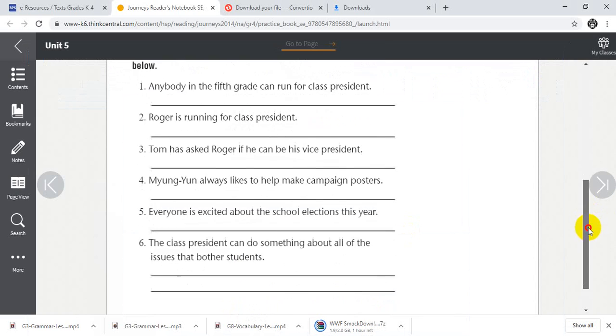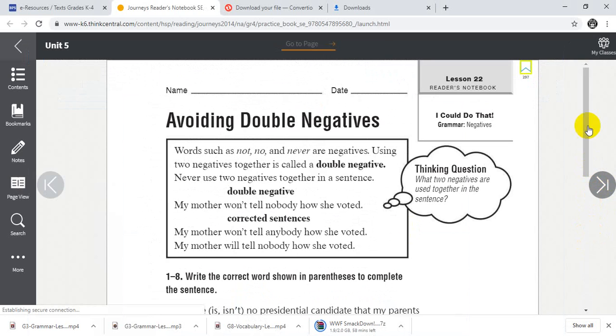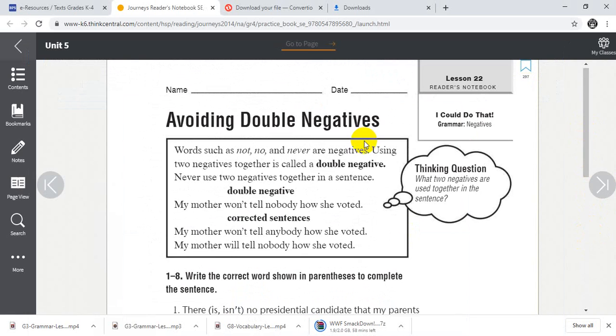Okay, let's move on to the next page. So here we're talking about avoiding double negatives, not to do two negatives in one sentence. Words such as not, no, and never are negative. Using two negatives together is called a double negative. Never use two negatives together in a sentence. Okay?